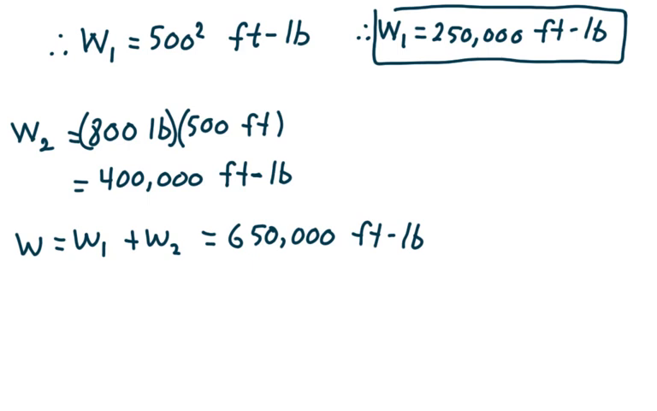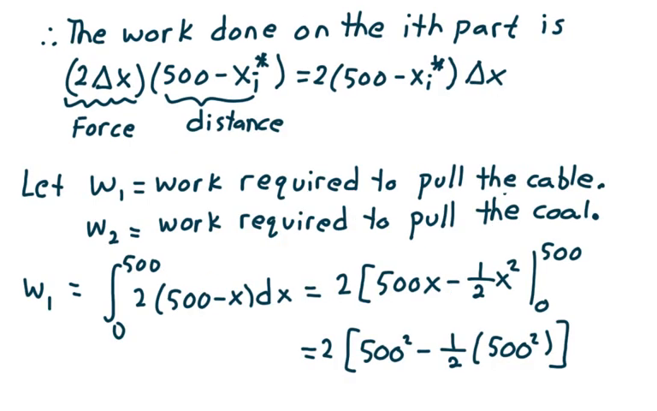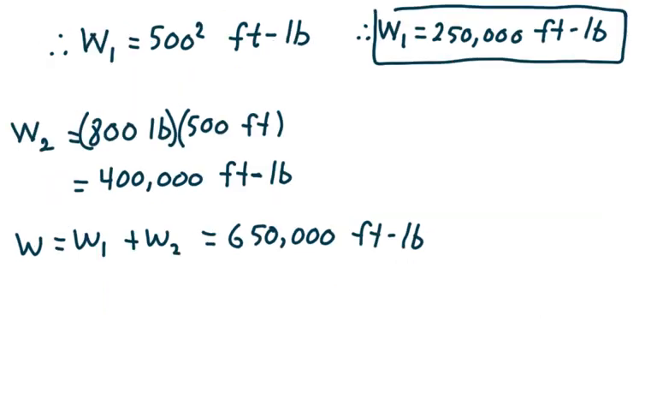So where do I get the foot-pounds? So let's go back here. Remember that 2 times delta x, the unit for this force is pounds. 500 minus x sub i star, the unit for this factor is feet. And so 2 times 500 minus x sub i star delta x, the unit for this is foot-pounds. And that's where I'm getting the foot-pounds here. So W sub 1 is 250,000 foot-pounds.